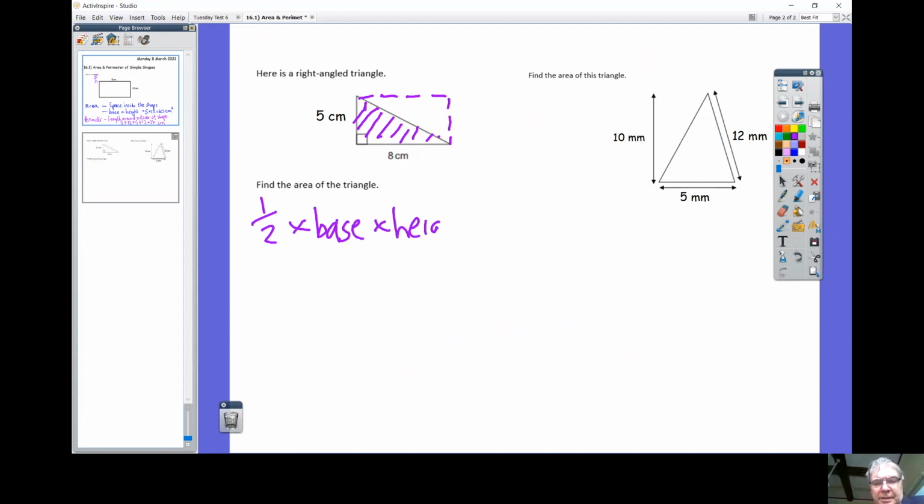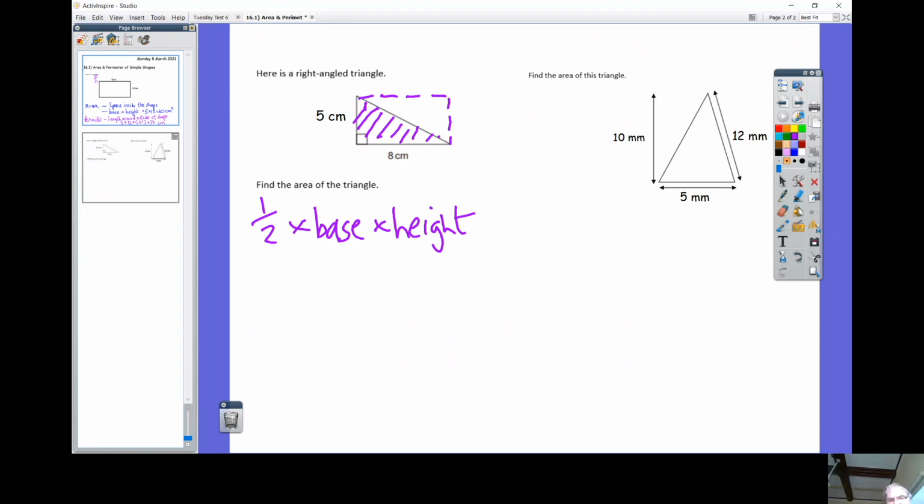Oh, suddenly the internet's working. Half times base times height. That's how you work out the area of a triangle. Just picture that. If your room was a rectangle, and then mum or dad came along and cut it in half because you had to share your room with your younger brother or sister, you'd be annoyed. You'd have half the space for your room.